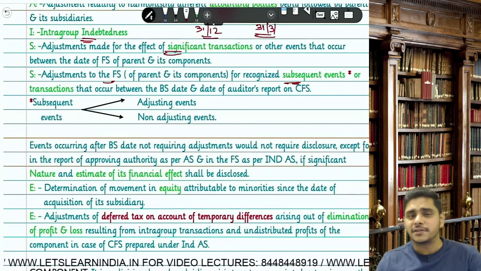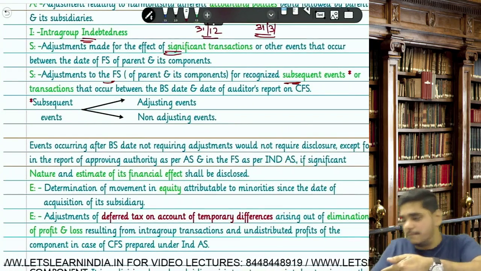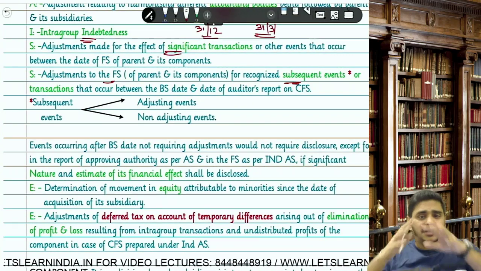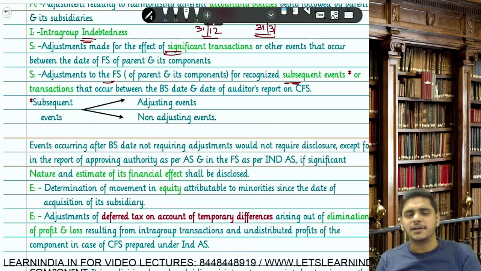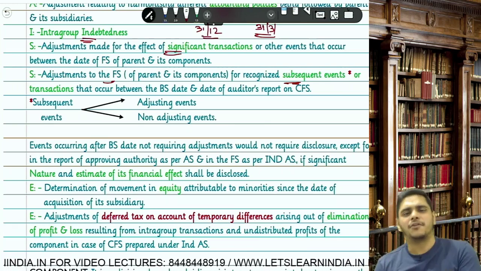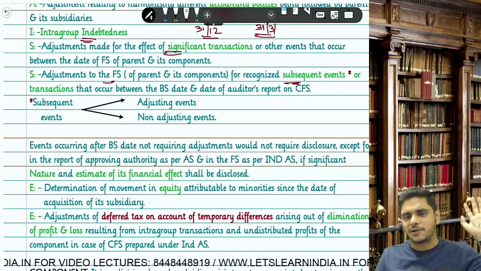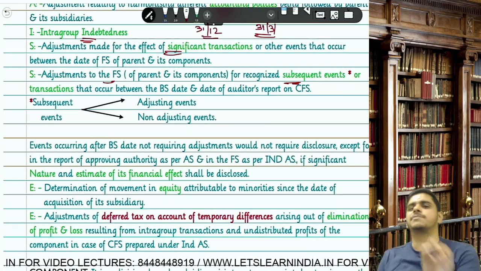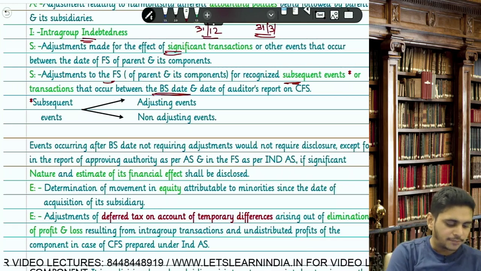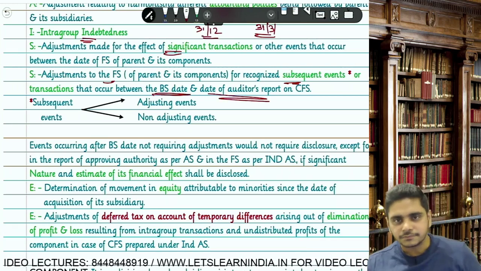If you know what are subsequent events: after the balance sheet date but before the audit report date. There are two kinds of events, adjusting and non-adjusting. For adjusting events, you create a provision. For non-adjusting events, you disclose them by way of a note. All these are basic accounts concepts, foundation of inter accounts. Just remember adjustment for subsequent event: after balance sheet date but before audit report date.